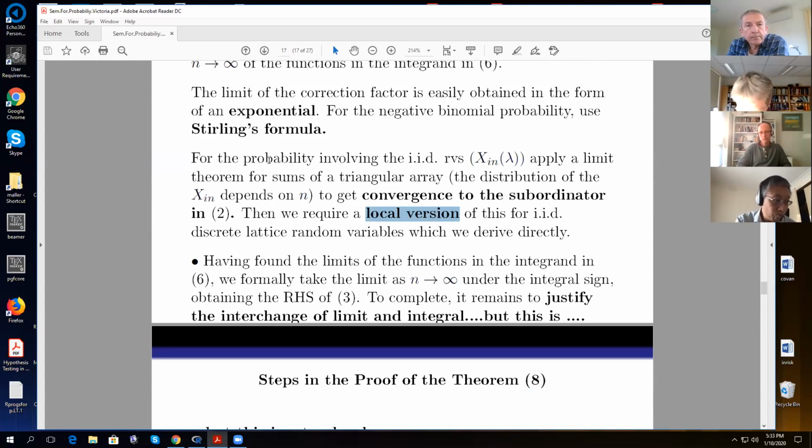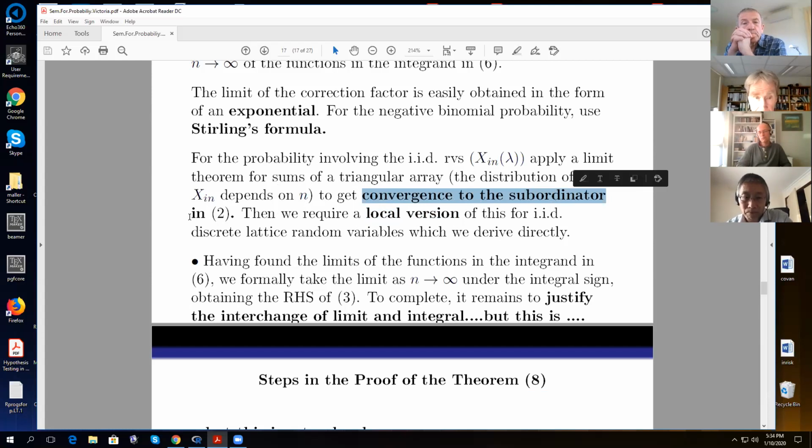If you know how to prove the local limit theorem for asymptotic normality or any of these stable laws and so on, you write down the characteristic function of what you're looking at. You invert it, you write a Fourier inversion, and then again, you've got another limiting problem to deal with to take the limit under the integral, but that can be done with quite a bit of technical checking. And what you get there is convergence to that subordinator that I introduced in number 2.